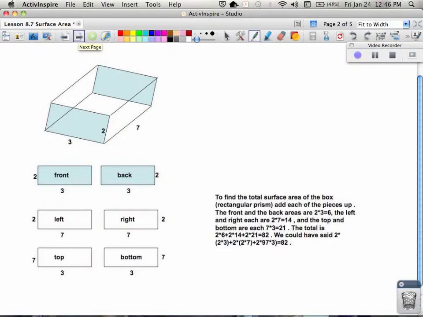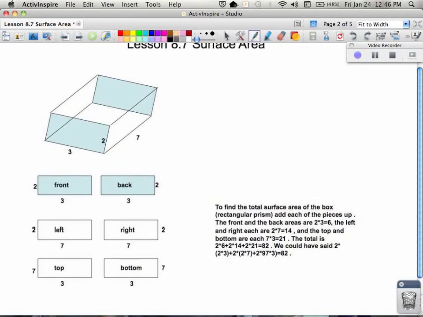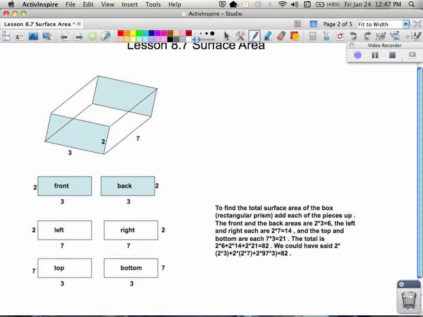Next, when we're looking at surface areas, it's very important to take a look and break things apart. So in this prism that I see here, this box, this is a rectangular prism, and we can add each of the different pieces up together. I noticed that the box had 6 pieces to it, so I broke it up. You can see the first row has the front and the back, the second row has the left and the right, and the third row has the top and the bottom.